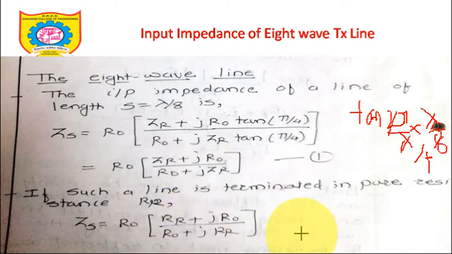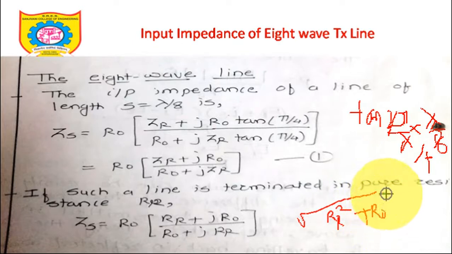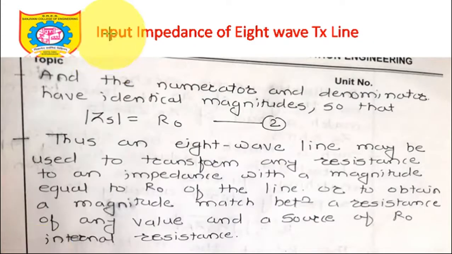If I take their modulus, how can I represent it? It will be the square root of RR square plus R0 square, yes or no? For the numerator, and for the denominator also the same thing, that is R0 square plus RR square. So it will get cancelled out and I am left with the magnitude of Z equal to R0. The numerator and denominator have identical magnitudes, so that mod of Z is equal to R0.